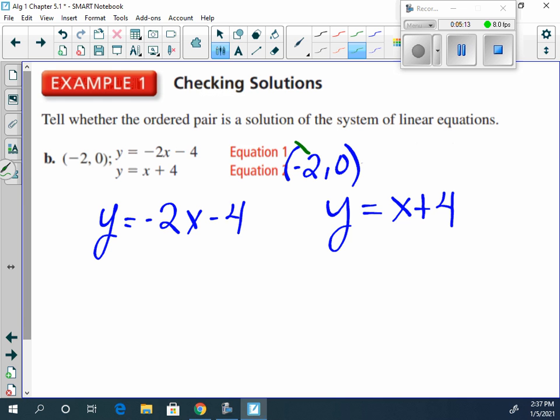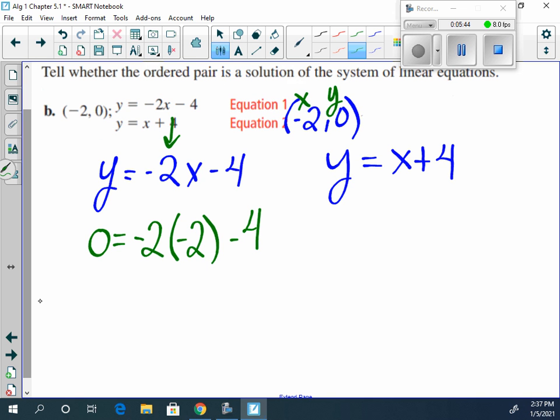So the x value is -2, and the y value is 0. So if I want to check to see, is this a solution for the system of equations, we're going to plug in that x and y value into each equation. So for this first one here, we'll plug in -2 and 0. So 0 is plugged in for y, so we have 0 is equal to -2 times our x value, which is -2, minus 4.